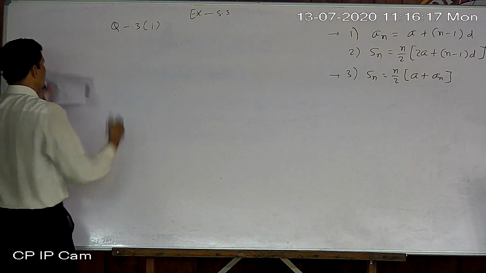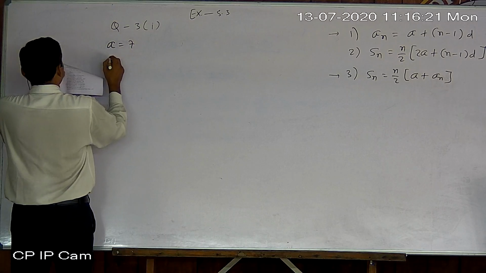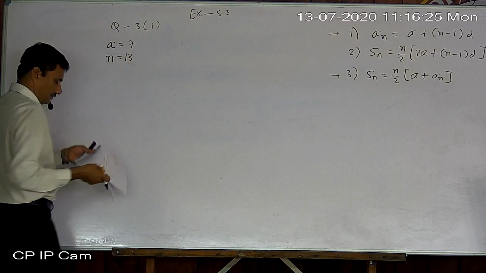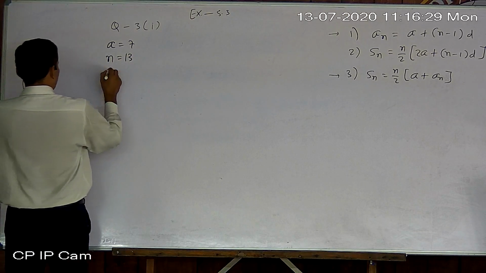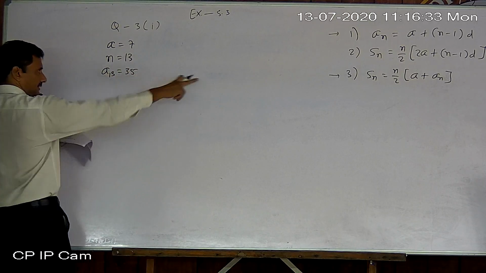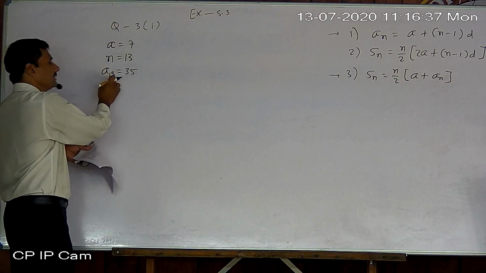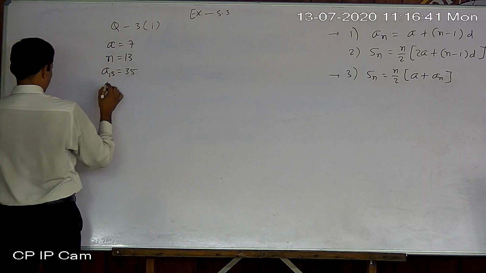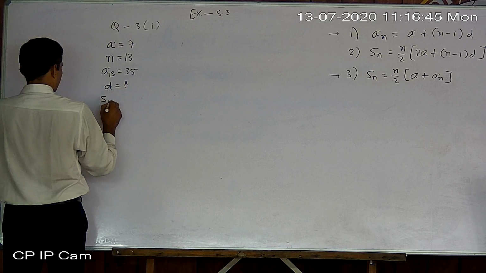So a equal to 7, and n equal to 13. Okay, n equal to 13 is also given, and a13 equal to 35. A13, or a_n, whatever it is, a_n means any number. What is asked? d and S13.